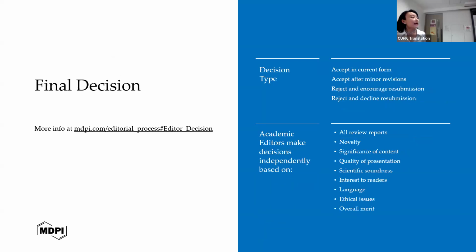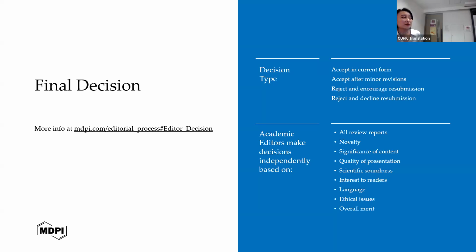And now we come to the final decision stage. For this stage, we also have different decision types. The first one, which is the most successful one, is accept in current form. So you do not need to make any changes in the current version, and it can be accepted instantly. And accept after minor revision means that it needs some minor revision on the current version. Normally, it's just some small problem that can be solved in a short period of time.